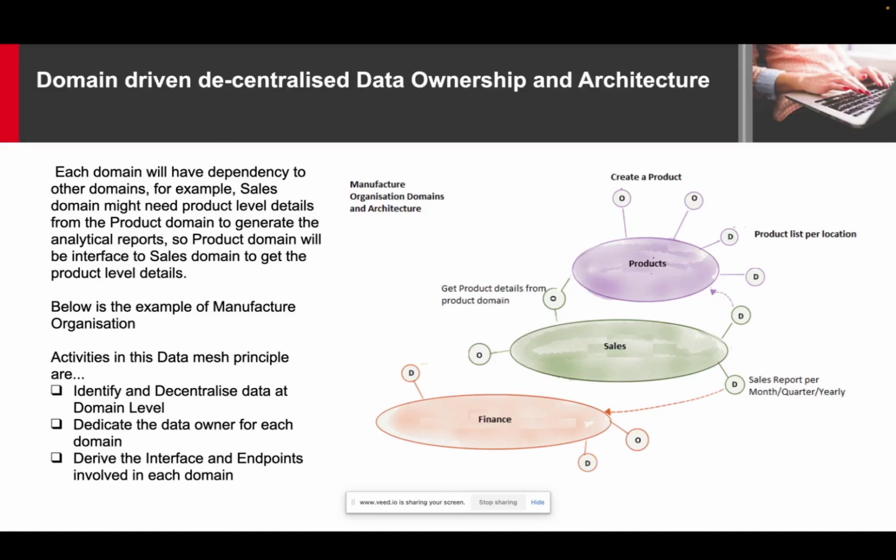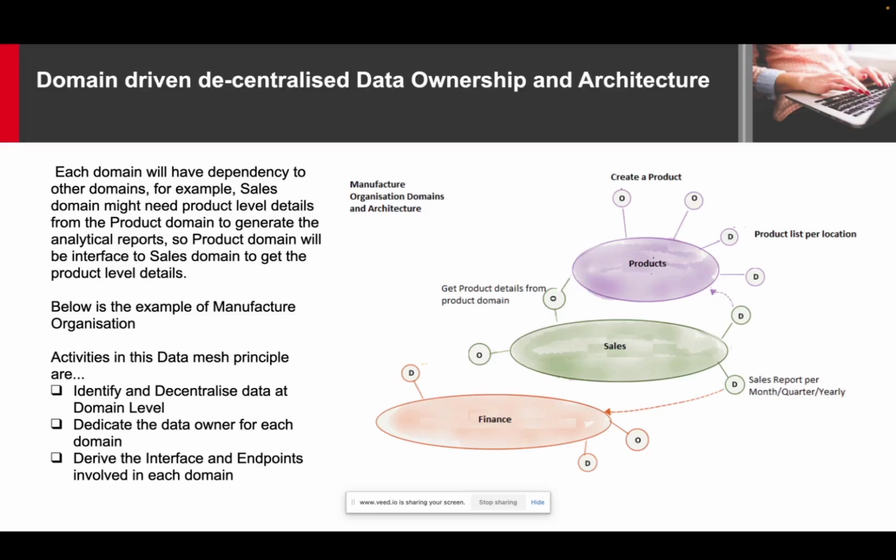So when you are implementing this principle, there are three activities you need to follow. If you see the bullet points, these are the activities in this first principle. Identify and decentralize data at domain level, that is the first one. Second, identify the data owner for each domain. Third, like the diagram that we have, derive the interfaces and endpoints for each domain.